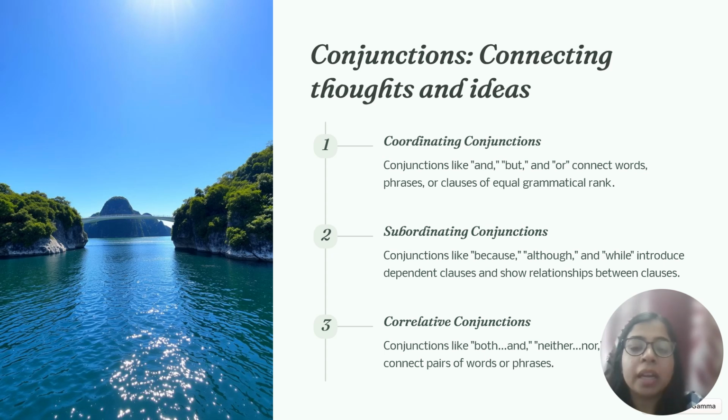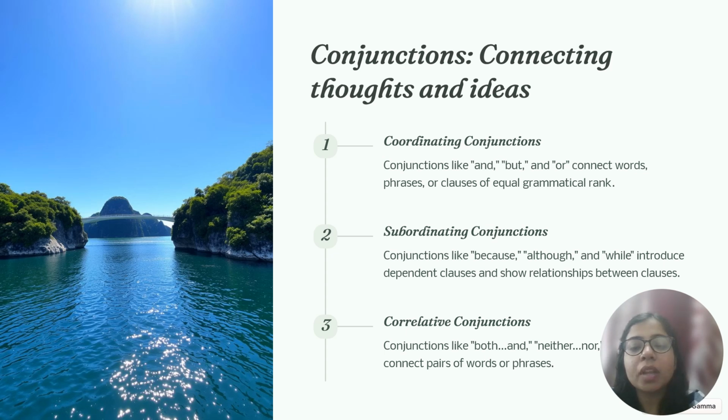Okay. Next is subordinating conjunctions. Conjunctions like before, although, while create the dependent clause. It starts the dependent clause. Now all sentences have two kinds of clauses. Either they are independent clauses or they are dependent clauses. So the dependent clause sentences start with subordinating conjunctions like because, although, while.